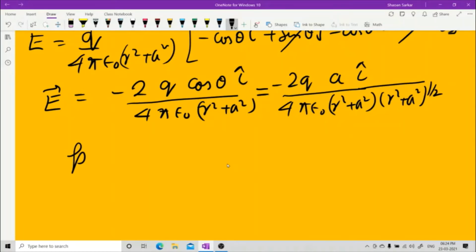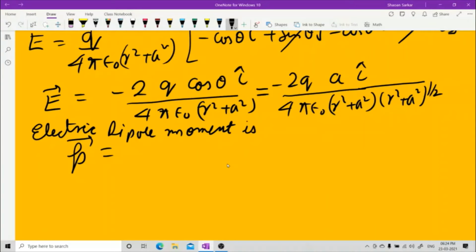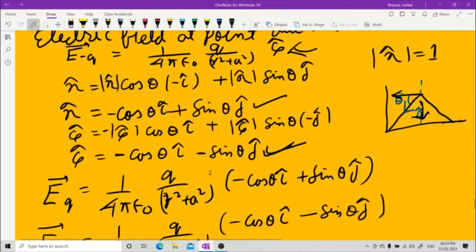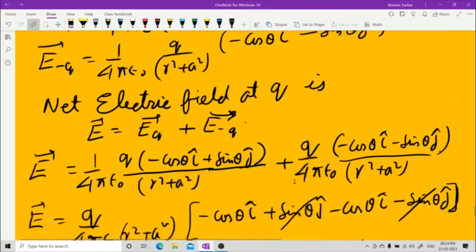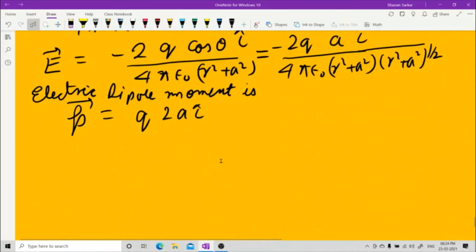Now we know the electric dipole moment P is directed... electric dipole moment, not electric field, sorry. The dipole moment is Q into 2A i, because the electric dipole moment is always directed from the negative charge to the positive charge. So it is in the direction of the positive x-axis. So you have this 2QA i.